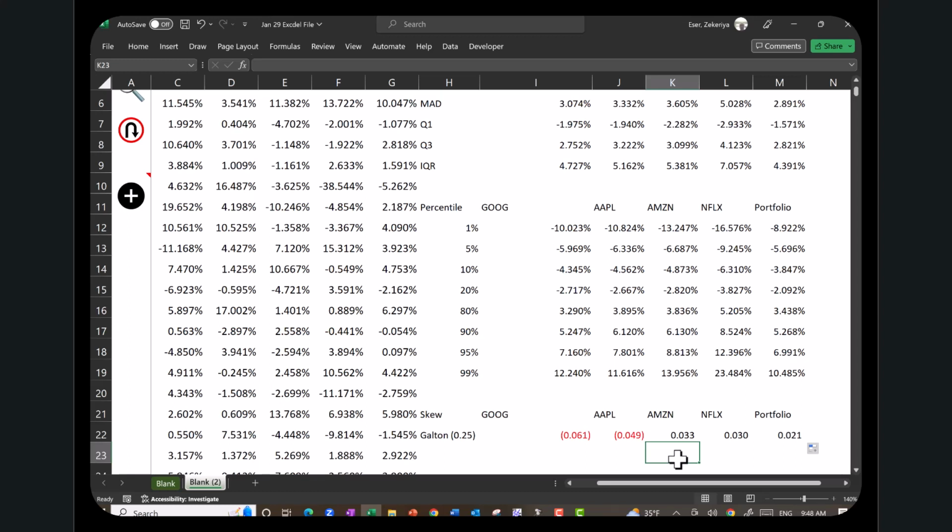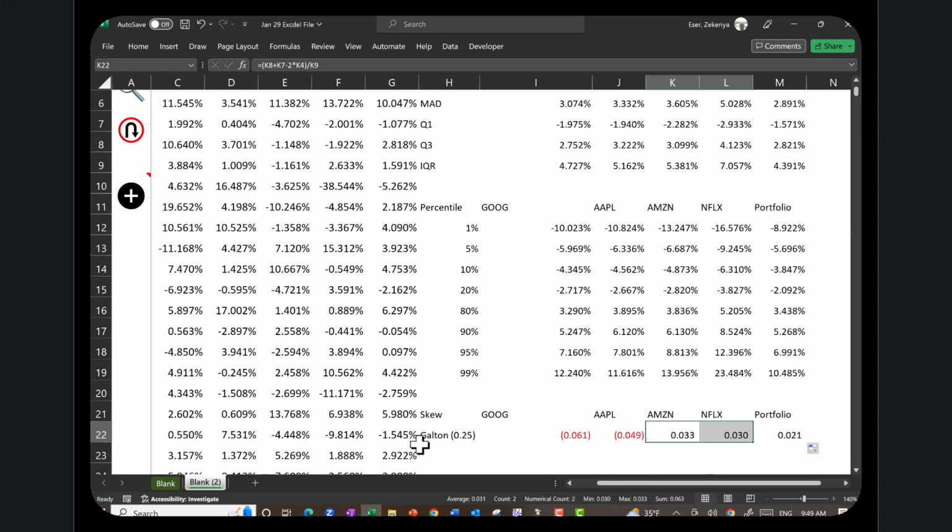And looking at this, distributions are a little bit skewed to the left for Google and Apple, but more to the right for Amazon and Netflix. And for the portfolio, it's a little bit positive. One of the reasons I don't want to use the Galton skewness for stock returns, it looks too much inside, okay? I'm a bit concerned about the tail behavior of what you want to call stock returns.